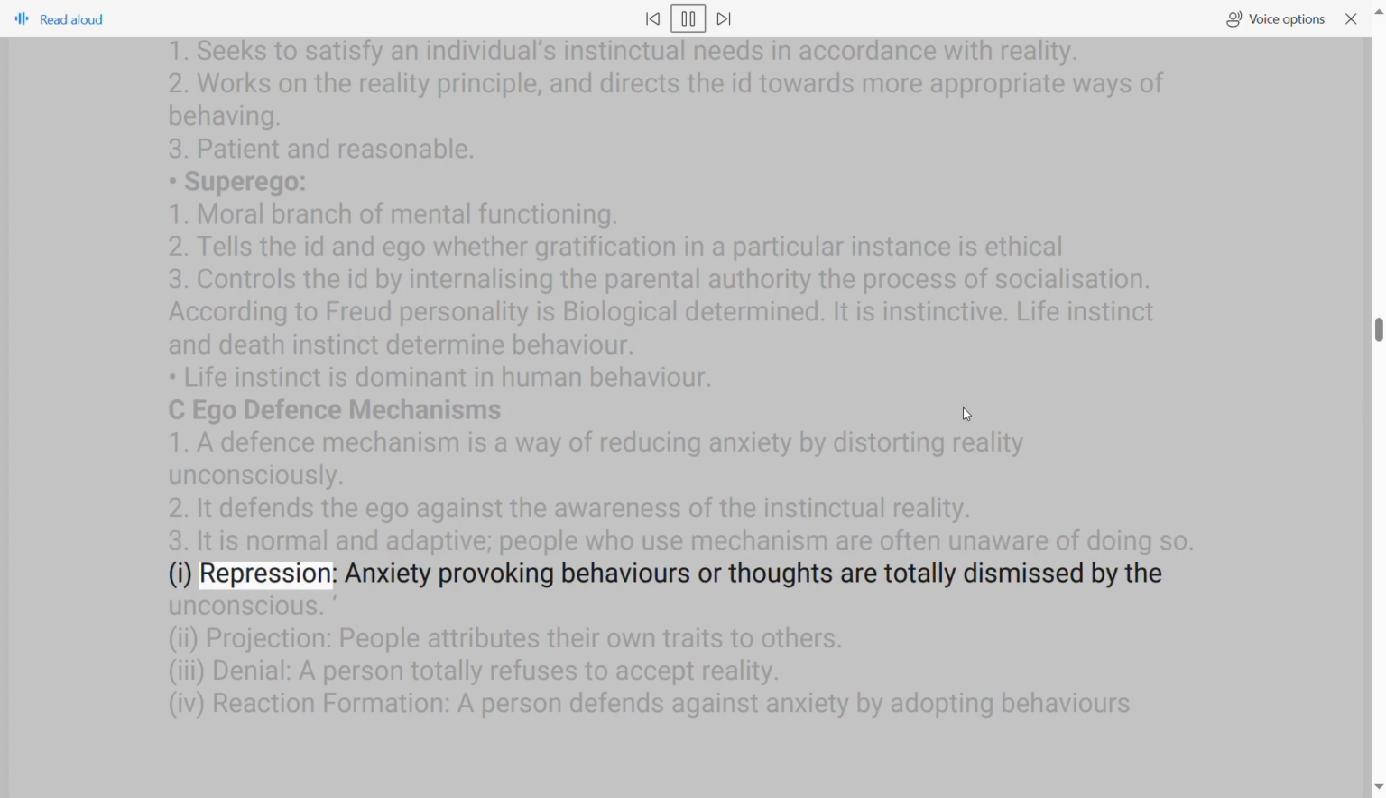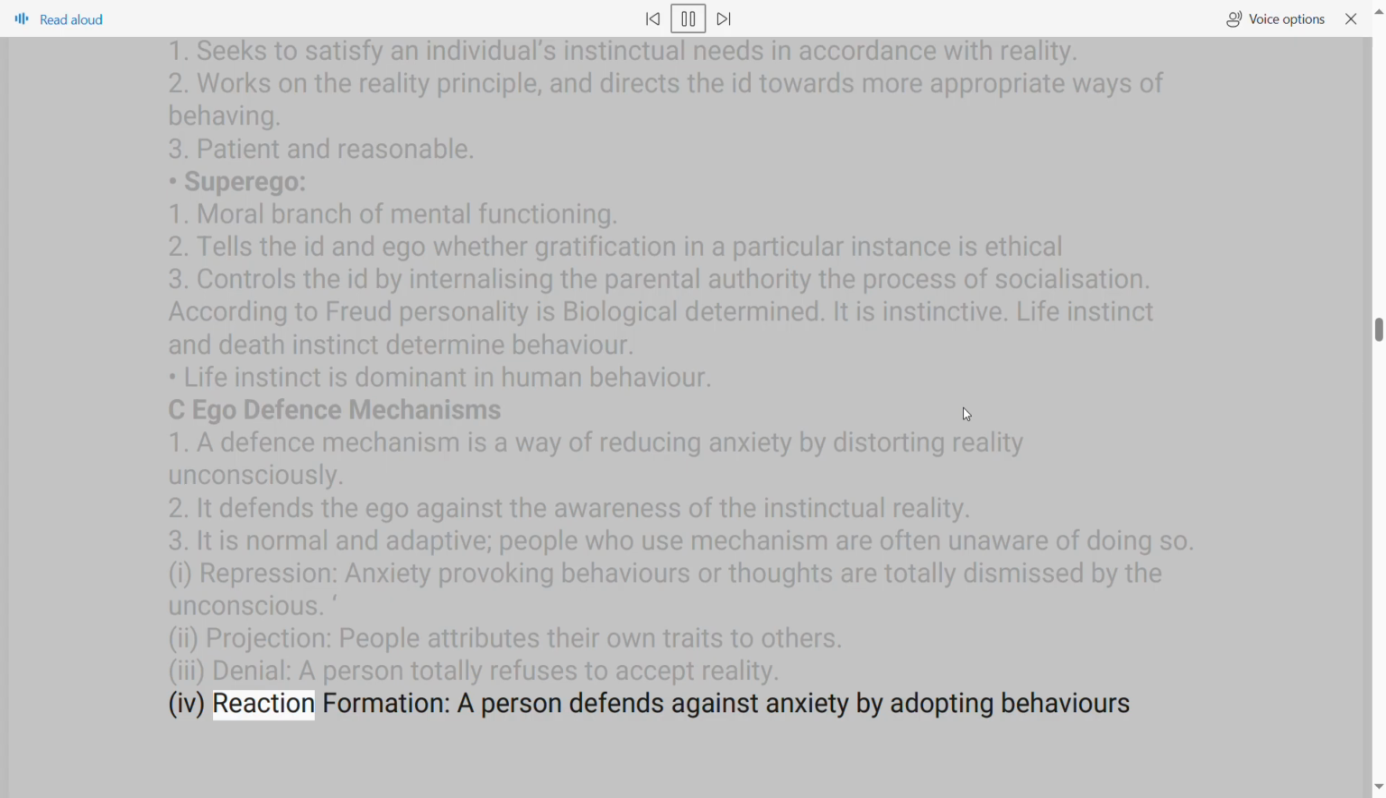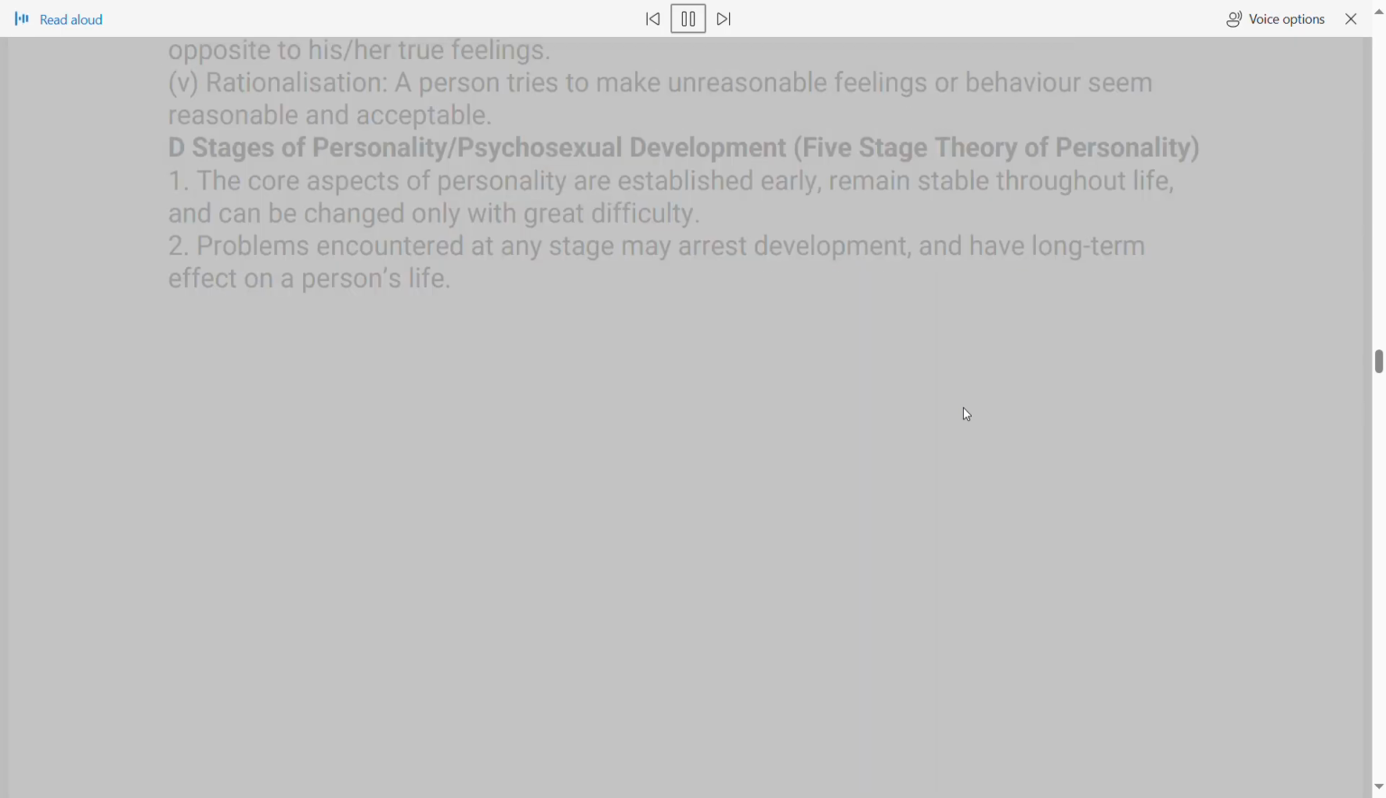1. Repression: anxiety-provoking behaviors or thoughts are totally dismissed by the unconscious. 2. Projection: people attribute their own traits to others. 3. Denial: a person totally refuses to accept reality. 4. Reaction formation: a person defends against anxiety by adopting behaviors opposite to his/her true feelings. 5. Rationalization: a person tries to make unreasonable feelings or behavior seem reasonable and acceptable.